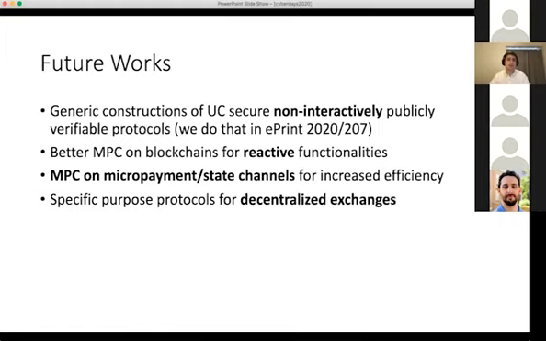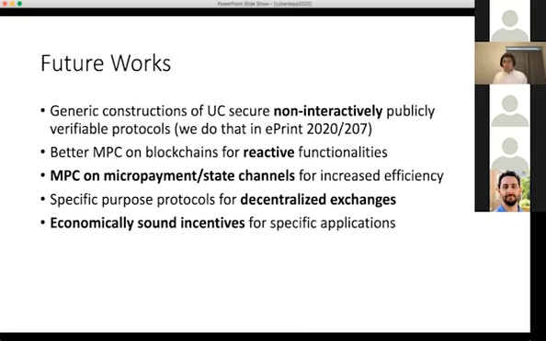An interesting one I can mention is doing this kind of privacy preserving computation on so-called micropayment or state channels, which allow you to perform cryptocurrency transactions without actually touching the blockchain in order to increase efficiency and speed while decreasing costs. Another interesting goal is providing specific purpose protocols for decentralized cryptocurrency exchanges, even though our recent results implementing these approaches have shown that our general purpose approach can actually be deployed in the context of cryptocurrency exchanges with satisfactory efficiency.